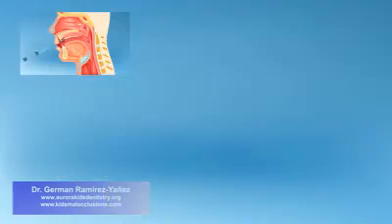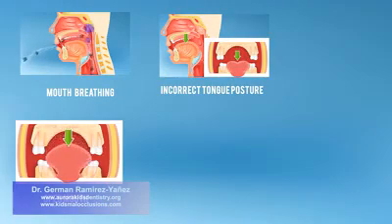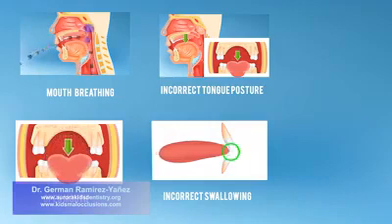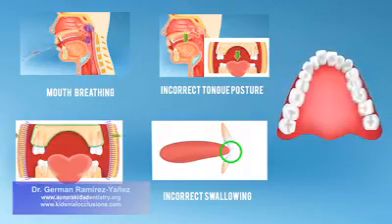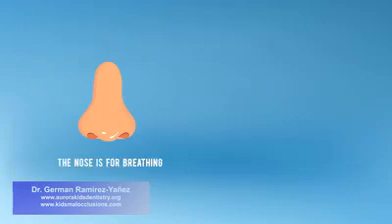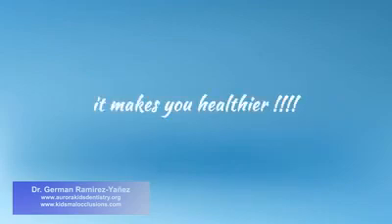mouth. All those dysfunctions, mouth breathing, incorrect tongue posture, open mouth, and incorrect swallowing are going to continue affecting the growth and development of your upper and lower jaws. And as a consequence, there is less room for your teeth and they become crooked. Remember, the nose is for breathing and the mouth is for eating. Breathing through your nose and keeping your mouth closed with your lips together is going to help your upper and lower jaws to grow and develop better. But more importantly, it makes you healthier.